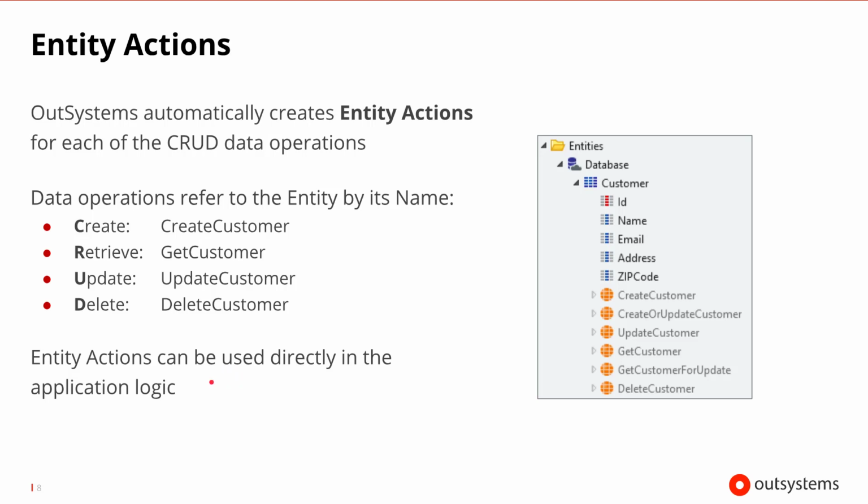So these entity actions are created for us so that we can use them whenever we need them inside of our application's logic. So once we have an entity, we might wish to be able to create another one. We might wish to be able to update one that exists. So there are 4 parts of the CRUD operations, but you can actually see 6 of them here. And there are 2 special ones. There is the create or update customer and the get customer for update. So what are different about some of those?